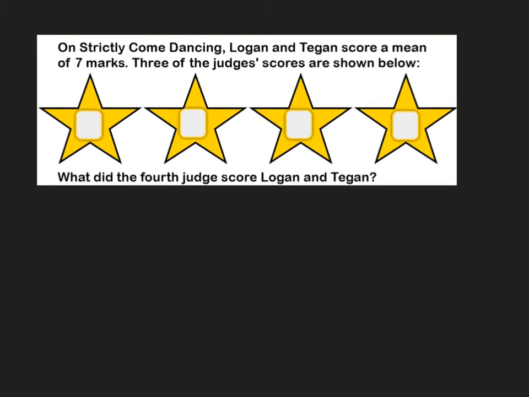So on Strictly Come Dancing, Logan and Tegan score a mean of 7 marks. 3 of the judges' scores are shown below. Let's pick 3 to get rid of. Let's get rid of the last 3: 5, 9 and 7. So 3 of the judges' scores are shown below. What did the 4th judge score Logan and Tegan? So see if you can work it out yourself first.